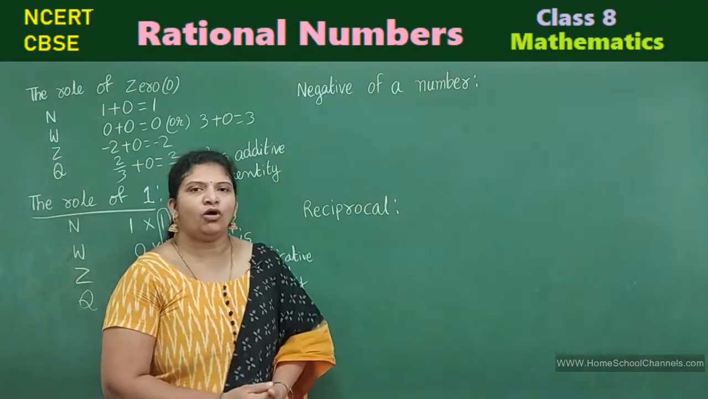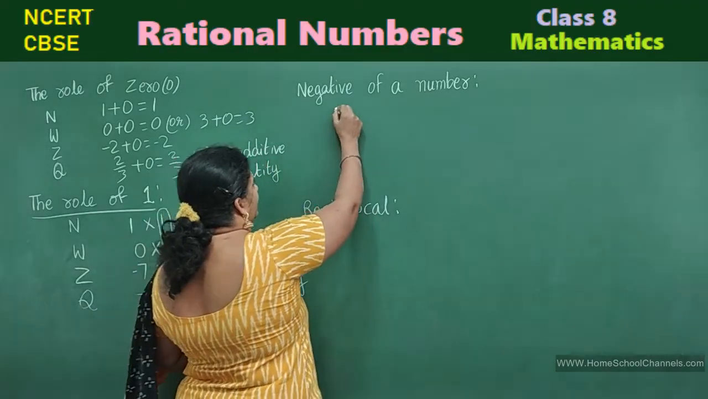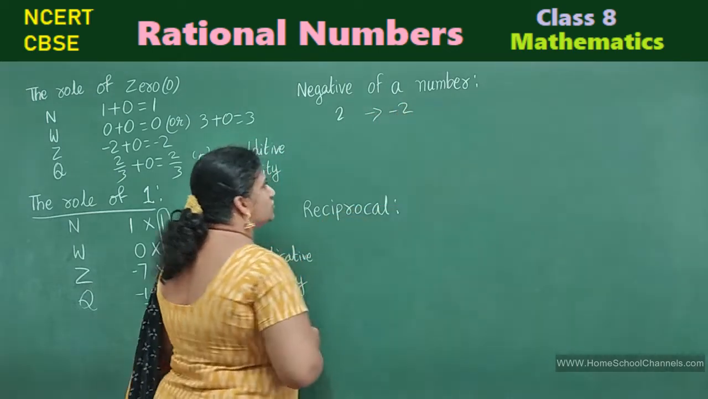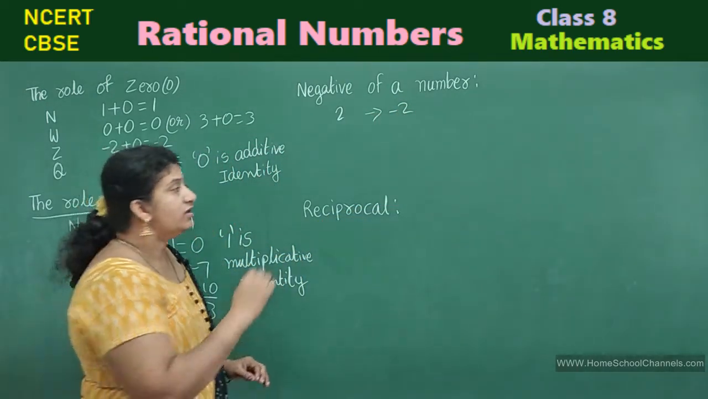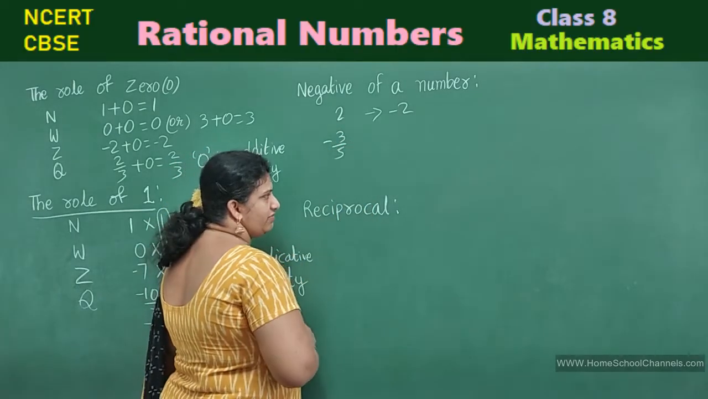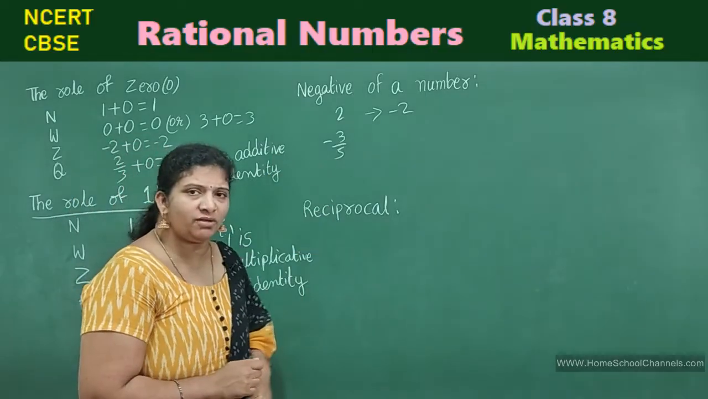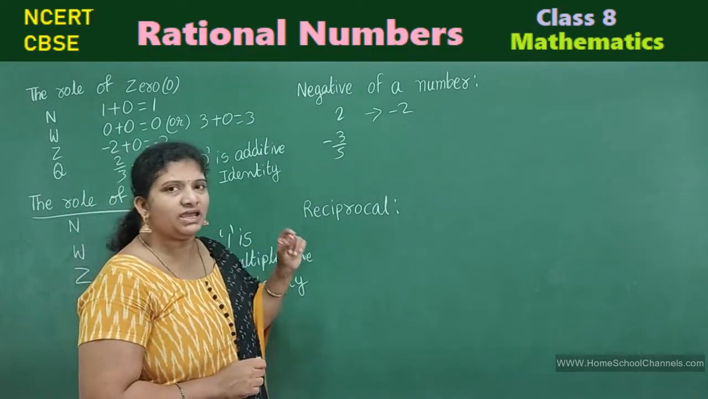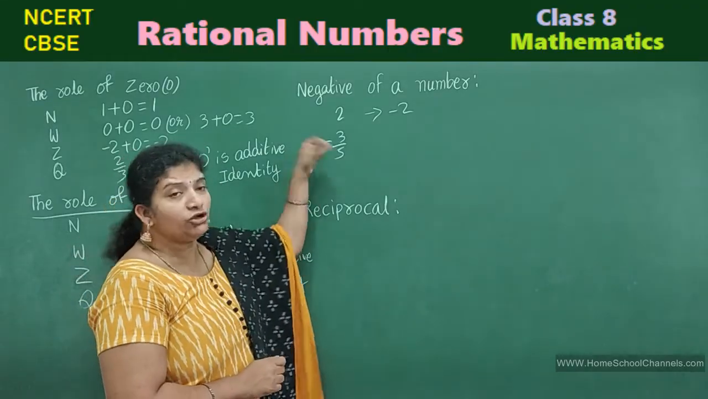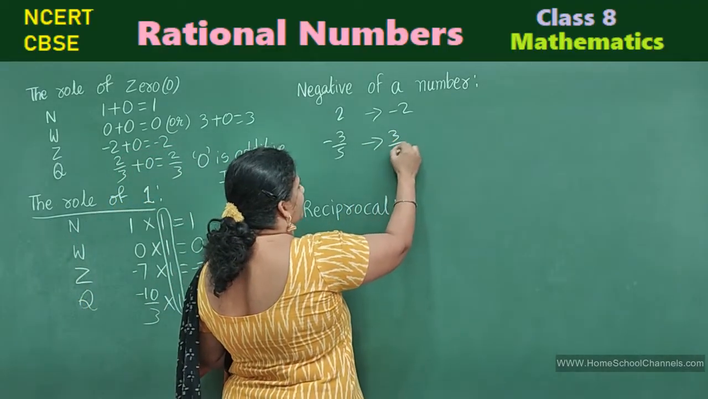Next one, negative of a number. Suppose you take any number, let me take 2. What is its negative? It will be minus 2. Suppose I take 3 by 5, minus 3 by 5. For the negative of a number, you multiply by a minus sign. That is minus into minus 3 by 5. Minus into minus is plus, that is 3 by 5.